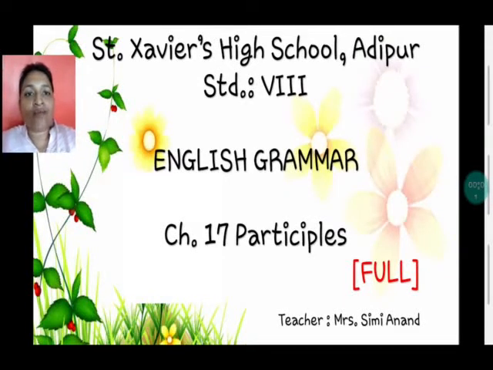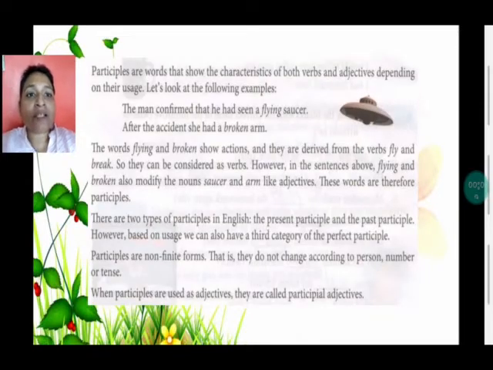Hello and welcome to English Grammar, Chapter 17, Participles. Participles are words that show the characteristics of both verbs and adjectives depending on their usage.